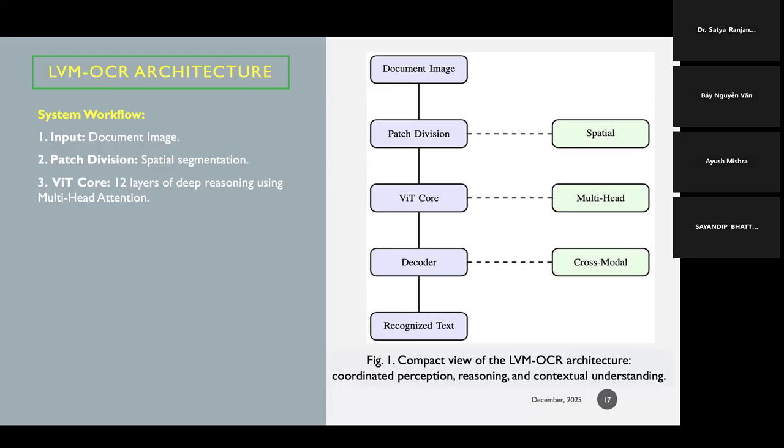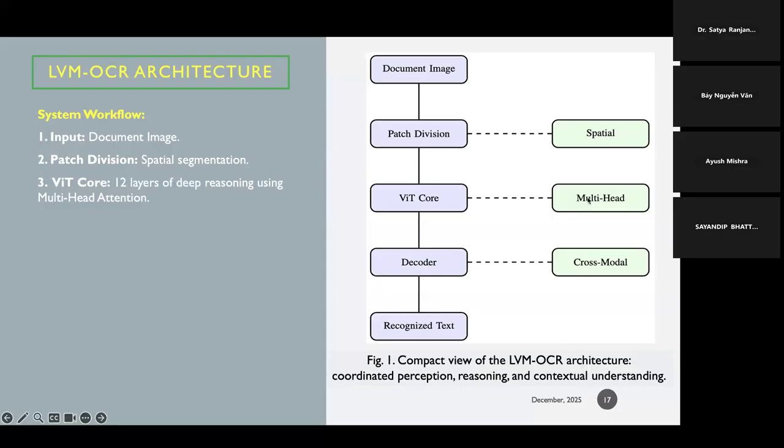And these patches then enter the ViT core, the Vision Transformer core. This is the brain of the operation. It consists of 12 layers of deep reasoning. Inside these layers, the model isn't just looking, it's analyzing relationships using multi-head attention.